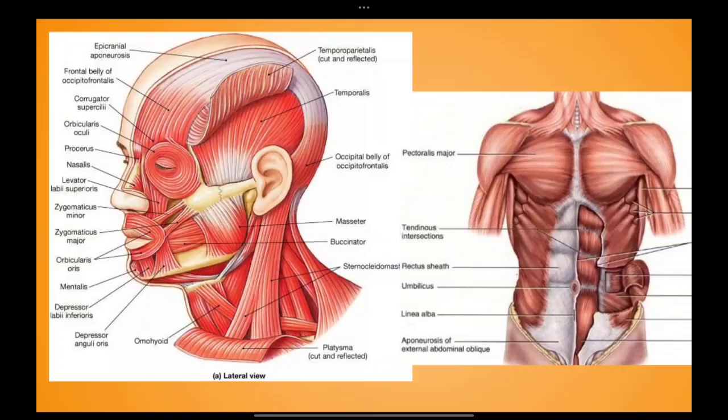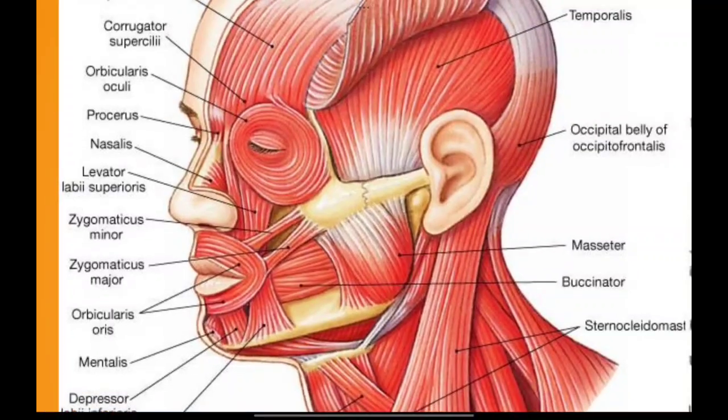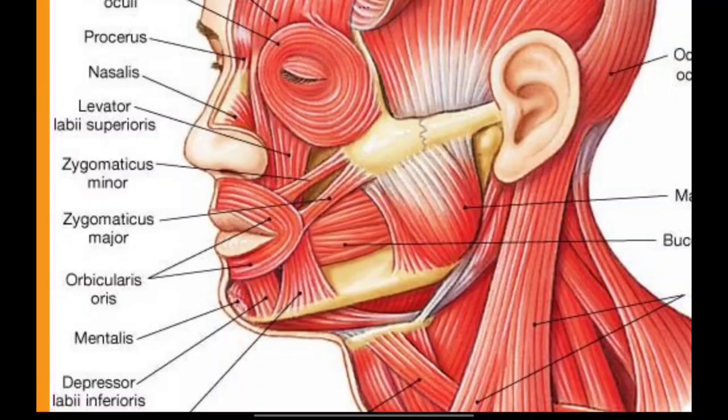Orbicularis oculi, this round muscle that is present close to the eyelid, helps in the closing of the eyelids. Orbicularis oris is present in the same region, and it helps in closing and puckering of the lips. So whenever you're about to bite your lips, or when you're moving your lips, it is working. And the muscle that is helping is orbicularis oris. So you can see the round muscles that are present close to the lips.